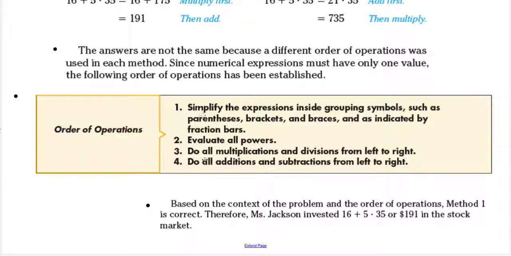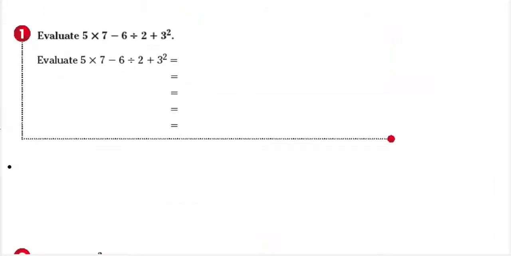And this brings to mind what we learned: Please Excuse My Dear Aunt Sally, PEMDAS. As you recall, P represents parentheses or grouping symbols, E represents exponents, and multiplication and division, MD, have the same priority. If you see them on the same line, you go from left to right, and same thing with addition and subtraction. Once you finish with multiplication and division, there's addition and subtraction, and you go from left to right.